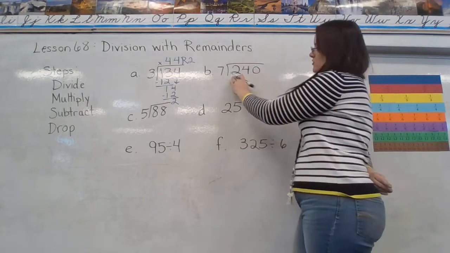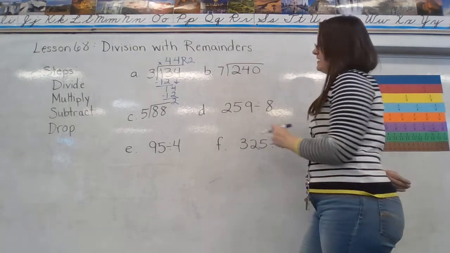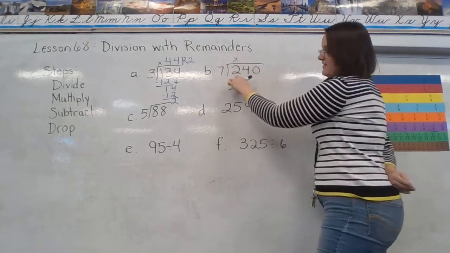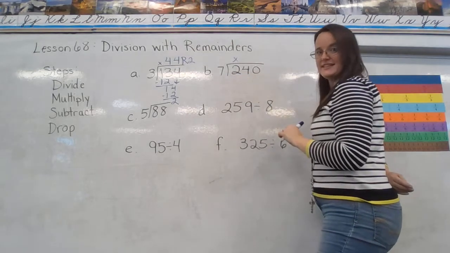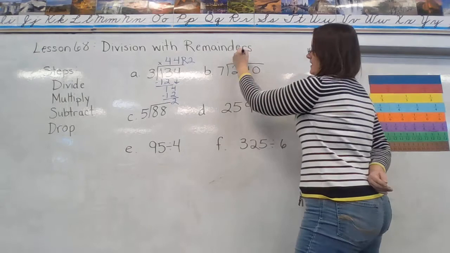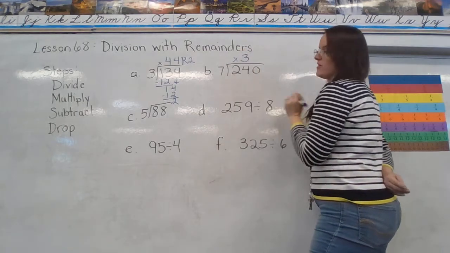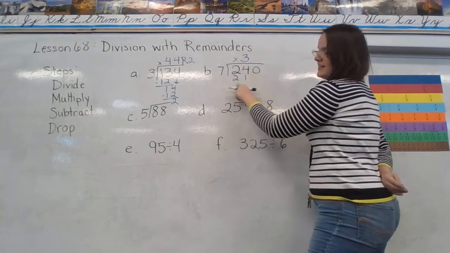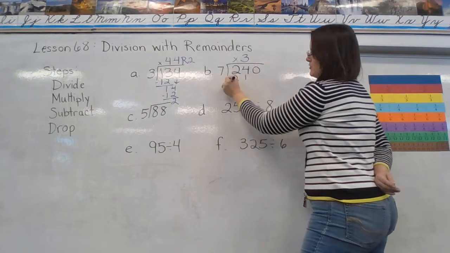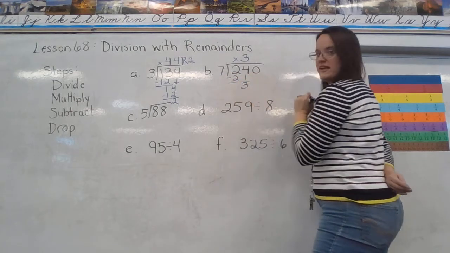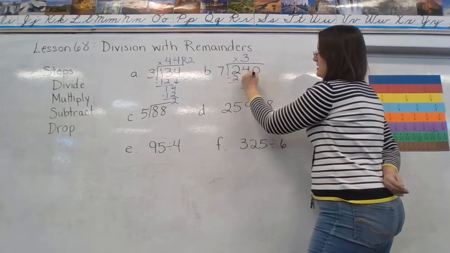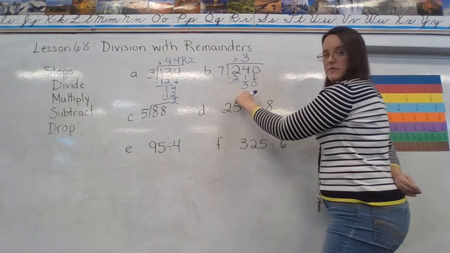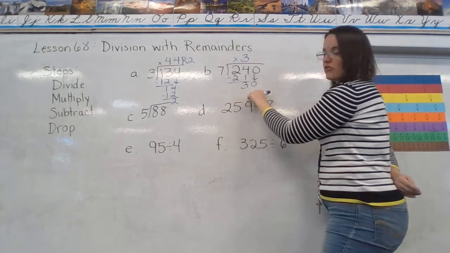Looking at B, 240 divided by 7. Does 7 go into 2? No. Does 7 go into 24? Yes. How many times? You should have gotten a 3. 3 times 7 is 21. We write that underneath our 24 here. Subtract. We get 3. Drop. So this one's different than the example. We're dropping a 0, but we already had a 3 here, so that becomes 30.